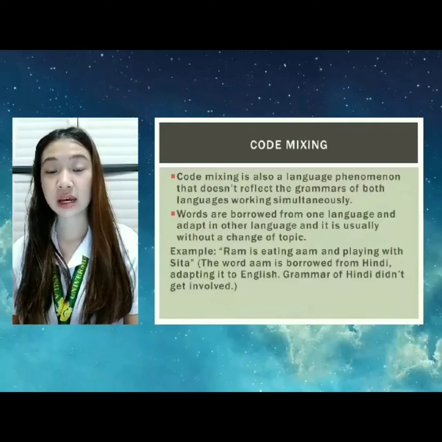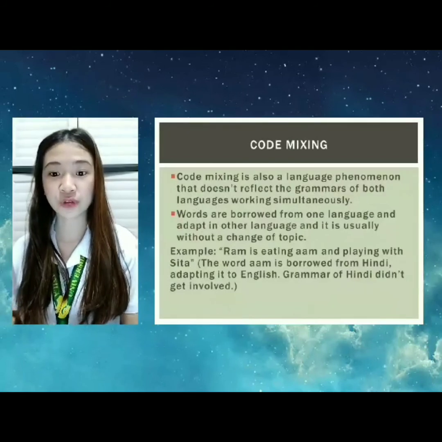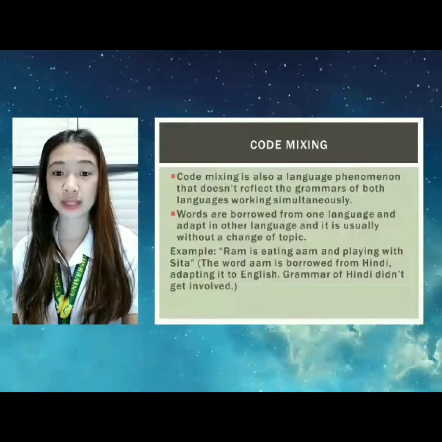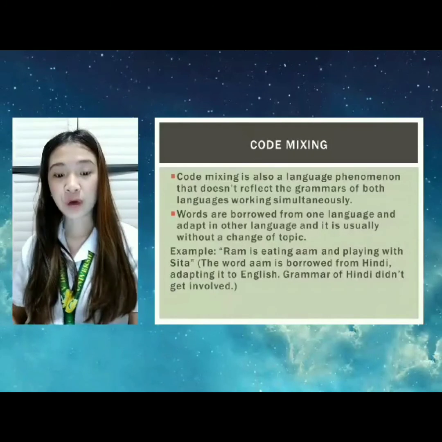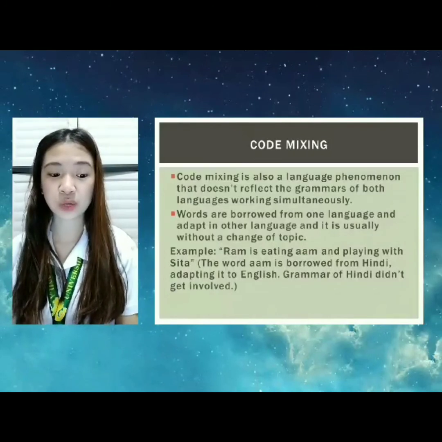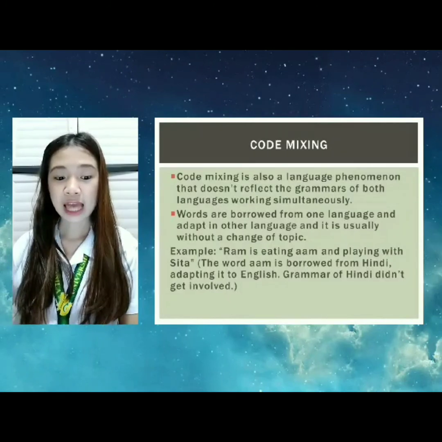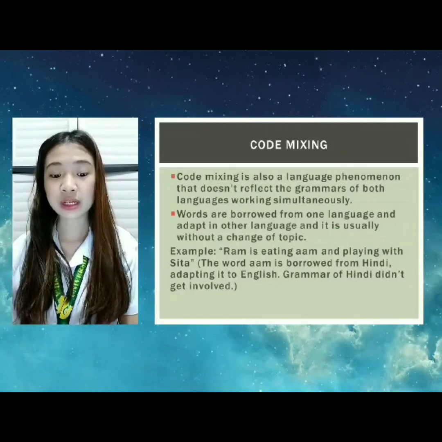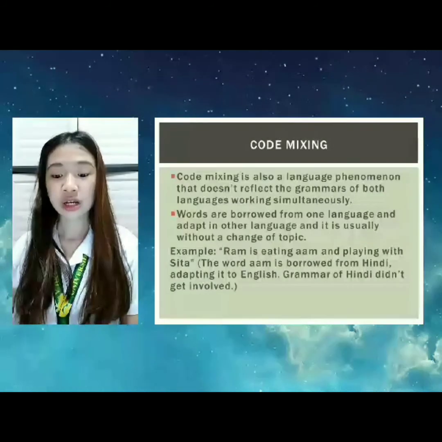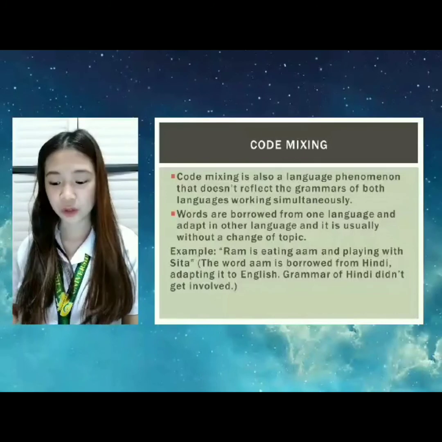Next is code mixing. Code mixing is also a language phenomenon that doesn't reflect the grammars of both languages working simultaneously. Words are borrowed from one language and adapted in the other language, usually without a change of topic. Example: "Ram is eating aam and playing with Sita." The word aam is borrowed from Hindi, adapting it in English. The grammar of Hindi didn't get involved.